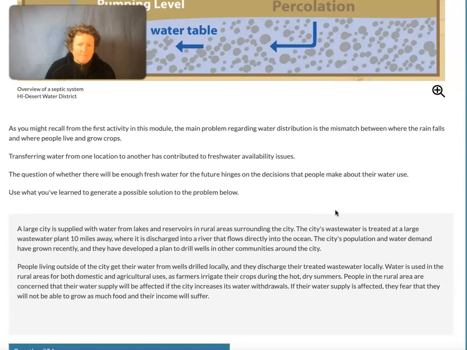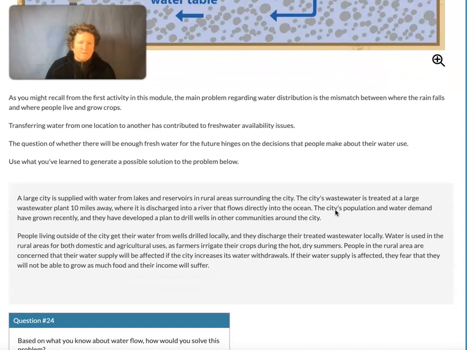As you might recall from the first activity in this module, the main problem regarding water distribution is the mismatch between where the rain falls and where people live and grow crops. Transferring water from one location to another has contributed to freshwater availability issues. The question of whether there will be enough fresh water for the future hinges on the decisions that people make about their water use. You are important in making good decisions.